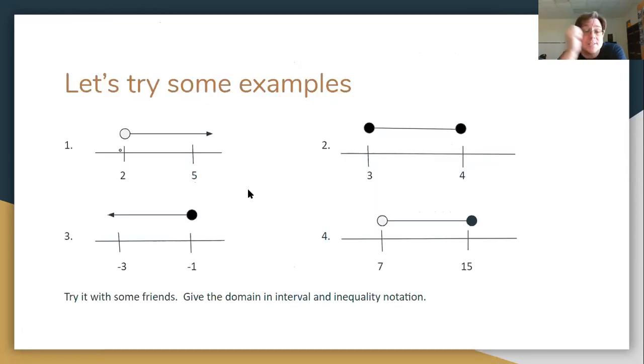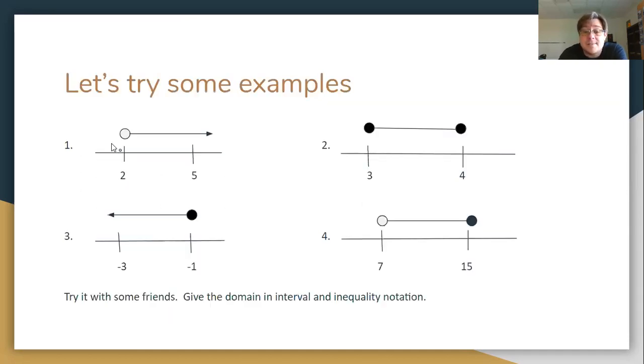So let's look at a couple examples here. I'm using the open and closed circles instead of the parentheses and brackets on it. Like I said, either way is fine. So here we're at 2, but we can't actually touch it, and then we're going on forever. Here we're at 3 and we are touching it. It's our closed circle. At 4, touching it, closed circle. So it's anything in between and including them. Here we're starting at -1, going all the way down to negative infinity, and we are including it. Here we have an open circle at 7 and going up to 15. So we're not including the 7. We can touch the 15. So let's look at what our domains would be for each of these then.